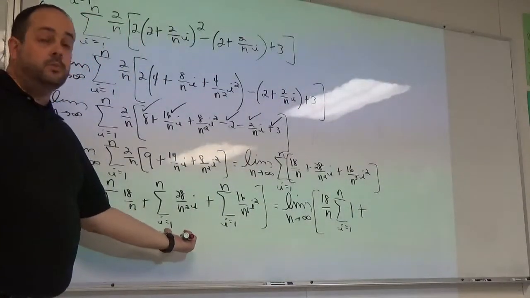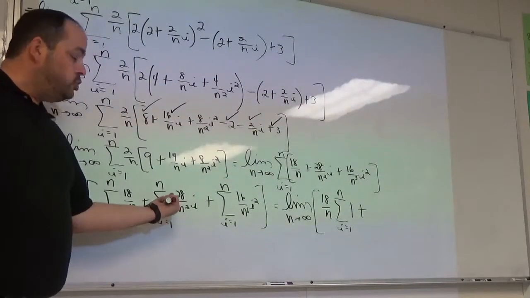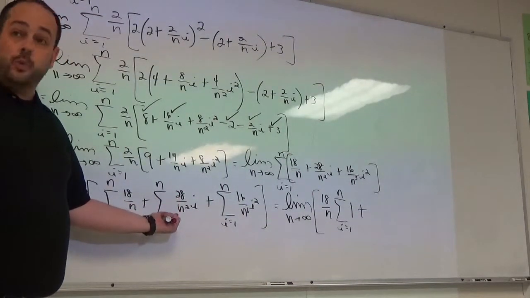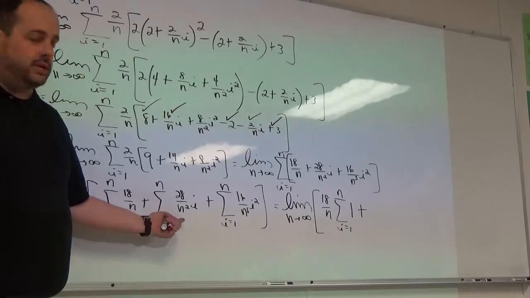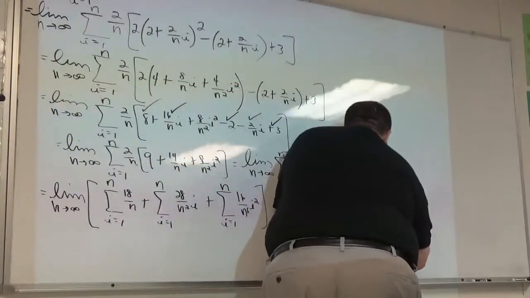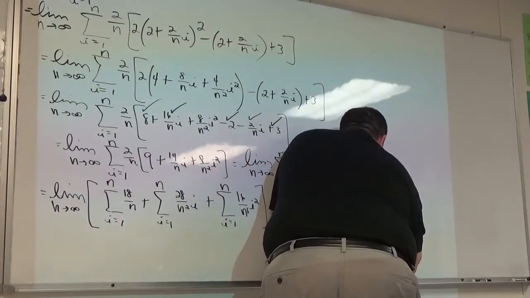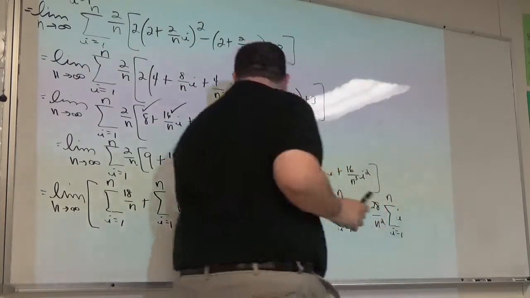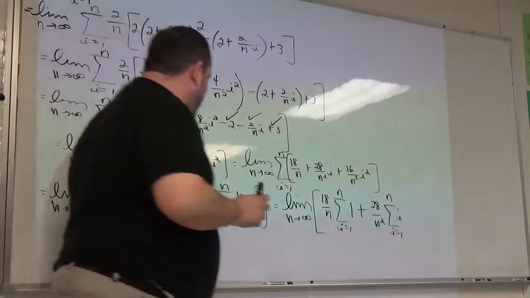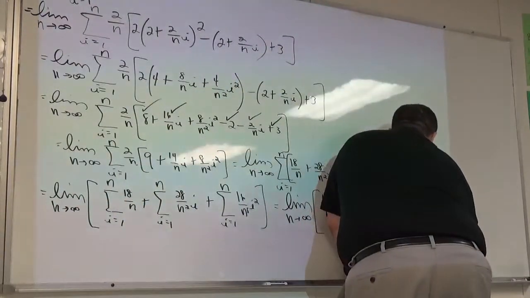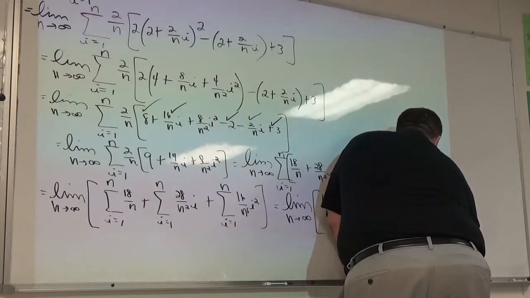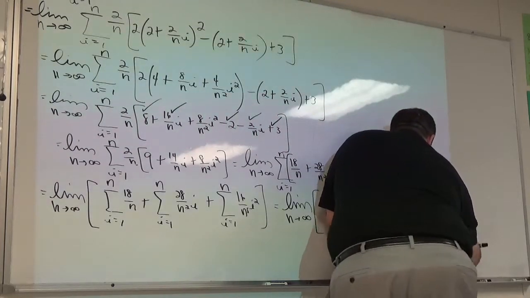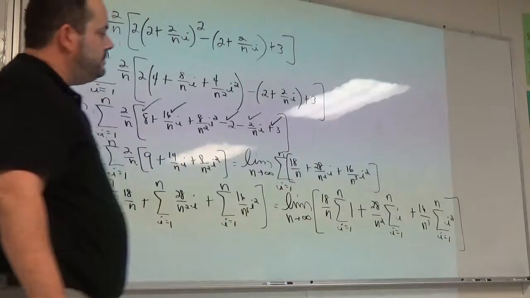What are the constants? What's the variable? 28 over n squared. 28 is a constant. 28 will not change. n squared is a constant. n squared will not change. i is the variable. 28 over n squared, sigma i goes from 1 to n of i. And then we've got this last one here, and I'm sure you've figured out the pattern. The 16 and the n cubed are constants. Sigma i goes from 1 to n of i squared.